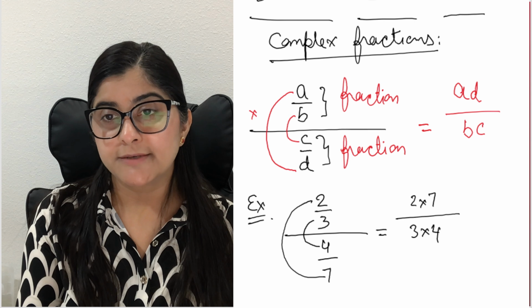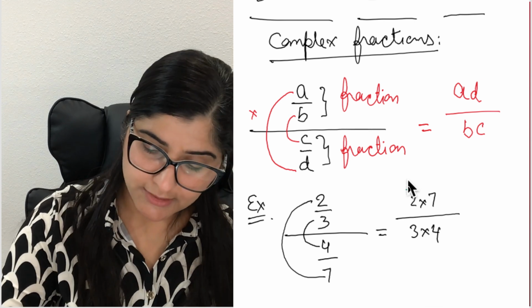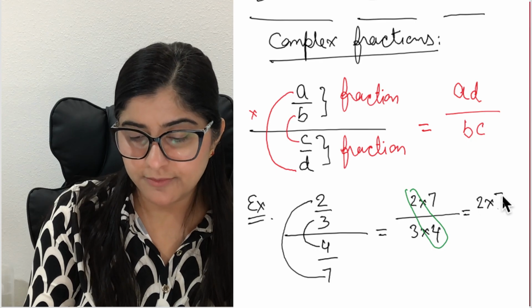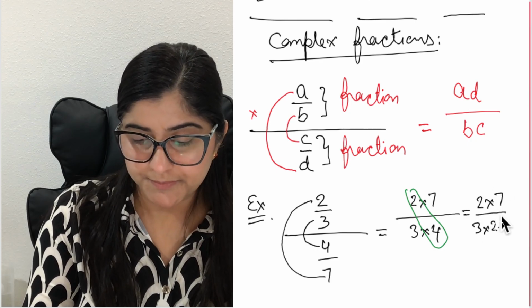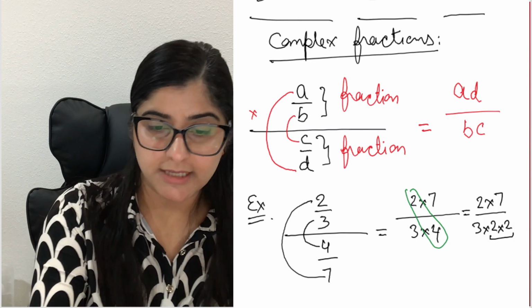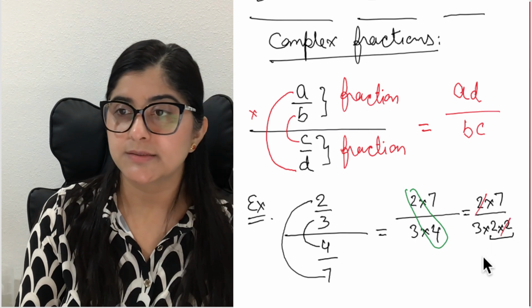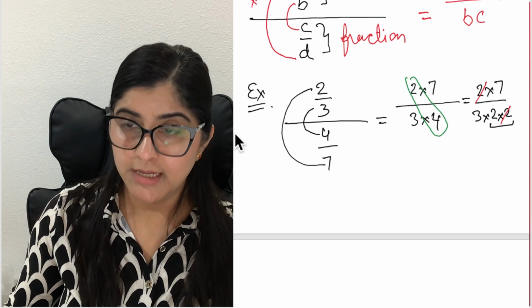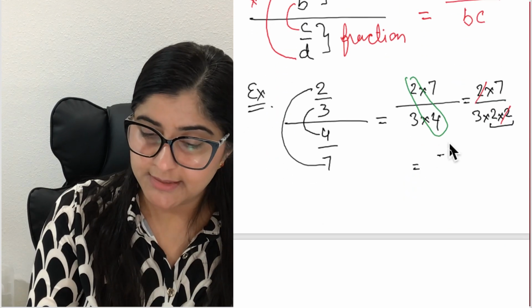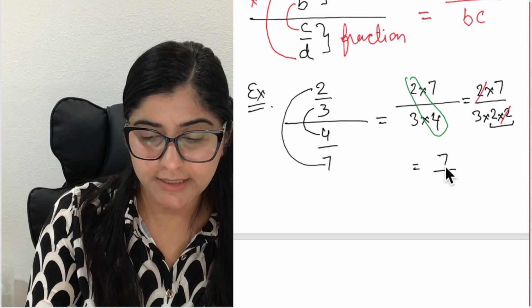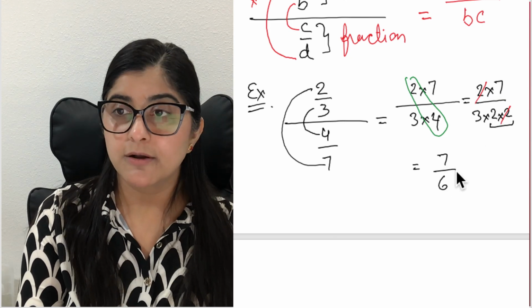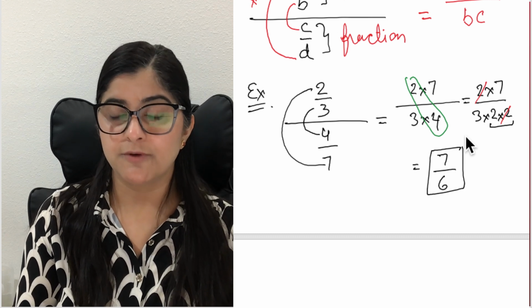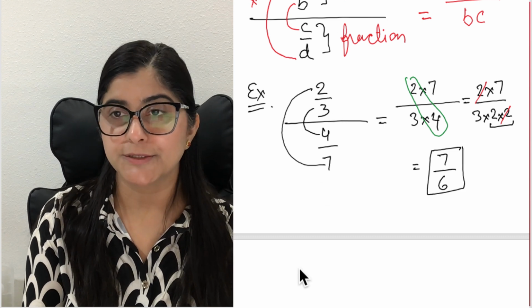And now we have to write our answer in the simple form, and we see that 2 and 4 have 2 common in between. So I can write 4 as 2 times 2. I write my 4 as 2 times 2 because I want to cancel one copy of 2 from both the numerator and denominator. And we are left with 7 over 2 times 3, which is 6. Now, is there anything common between 7 and 6? No, and we will stop here and say this is the simplest form of the given complex fraction.